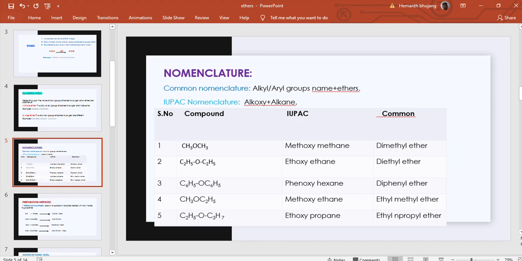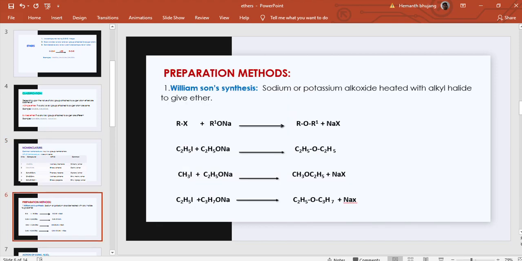I hope you understood this nomenclature part, but you have to be very careful when you are naming the mixed ethers. Always the smaller alkyl group should be considered as alkoxy and the larger alkyl group should be considered as alkane or alkene or alkyne, based upon the bond present between carbon and carbon. So this is about nomenclature.